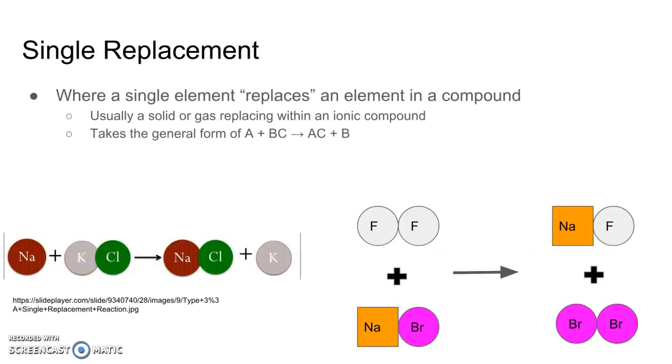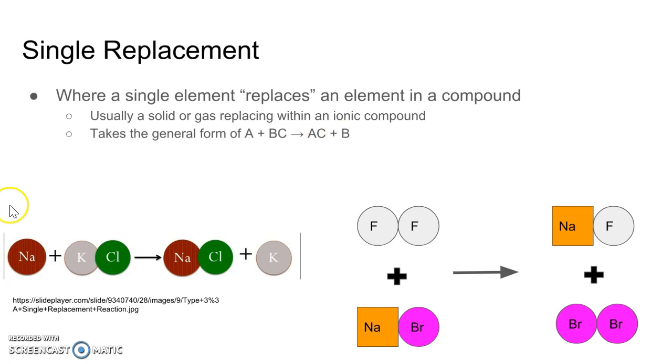All right, single replacement. When we're looking at this, a single element is replacing an element in a compound. Usually it's a solid or a gas replacing within an ionic compound, where the solid or the gas that's doing the replacement is usually what we would call A in this, and then B plus BC, which would be our ionic compound. AC would be our new ionic compound, and then B would be usually a new solid or gas.